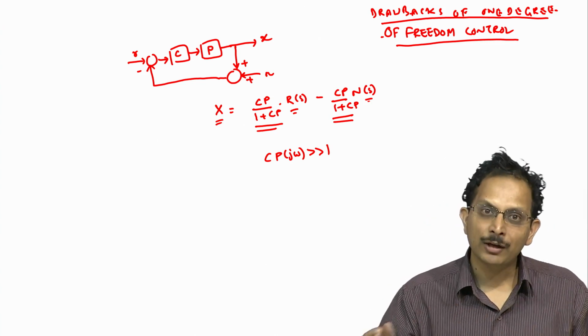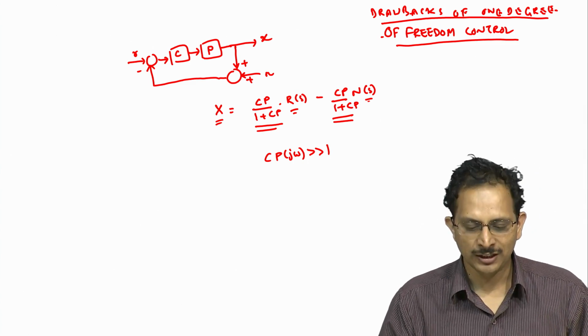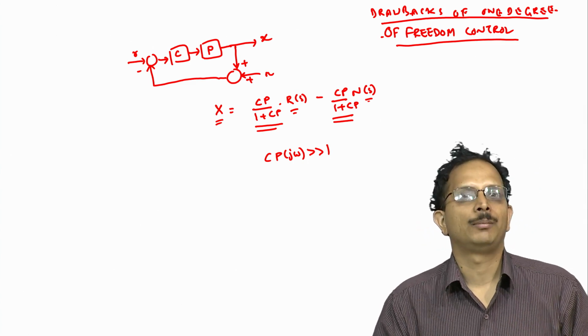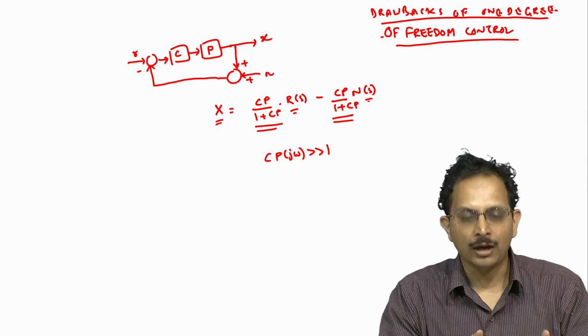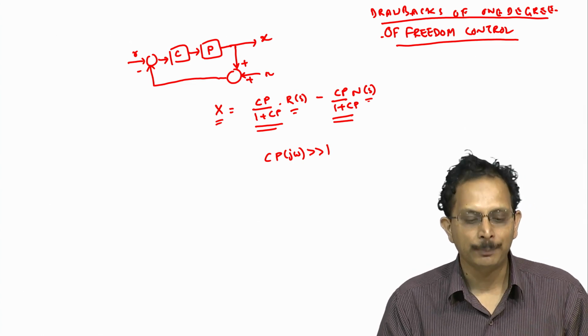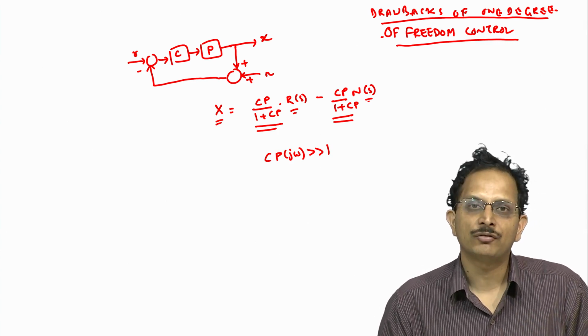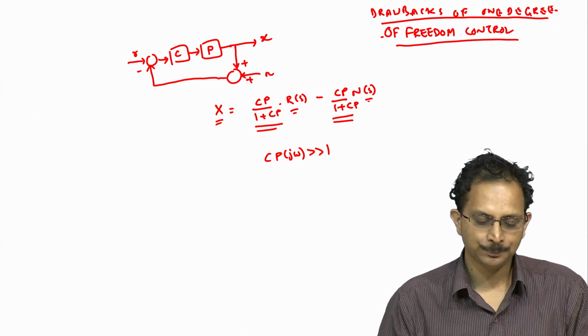So over the entire frequency range where we are interested in tracking references, we are also going to be letting in measurement noise, and that is going to affect our output. That is something that we do not desire and we do not wish for it to happen, but there is nothing we can do about it as far as the 1 degree of freedom control structure is concerned.